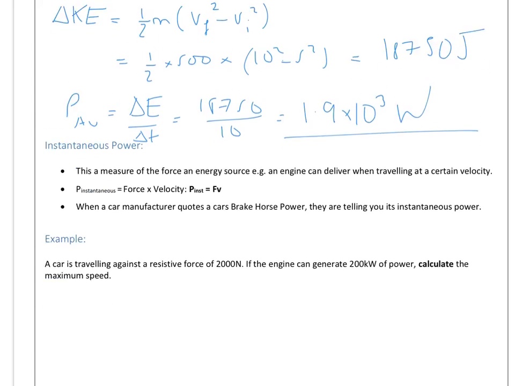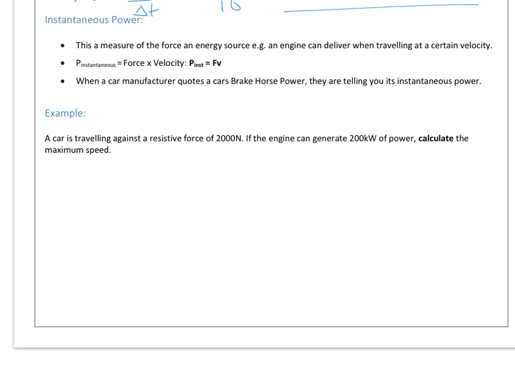The other form, as I said earlier, is called instantaneous power. Essentially that measures how much force something like an engine can give when it's spinning at a certain velocity. This is what you deal with when you're dealing with cars and those kinds of things. If you're given brake horsepower, what it's essentially telling you is how much force it can give at different velocities. So you calculate instantaneous power by multiplying the force and the velocity.